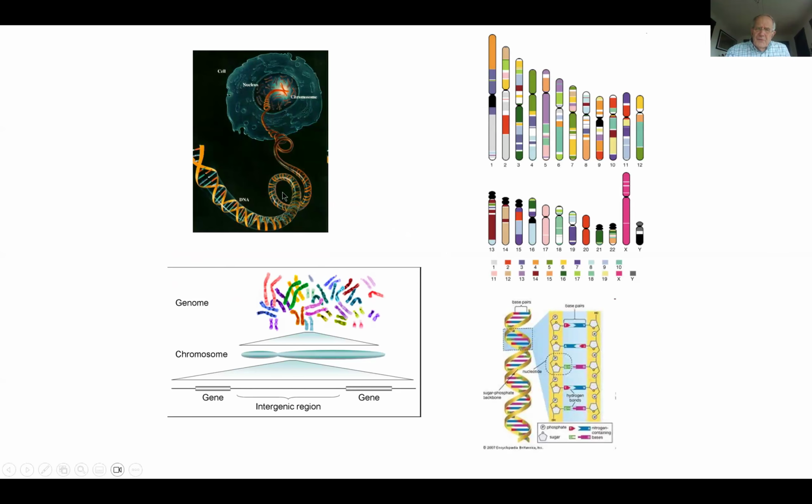So what are we dealing with when we're doing this? The genome is about 2 meters of DNA, all in a cell that's the size of or smaller than the tip of a pencil point. And so it gets wrapped up in a very complex fashion.